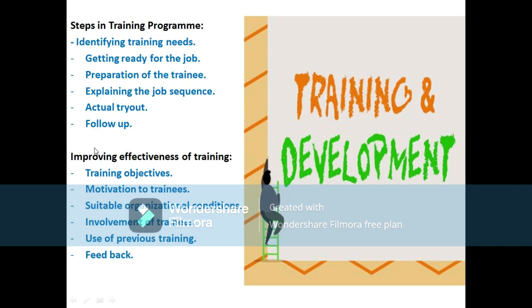Okay, now coming to improving the effectiveness of training. So how can we improve the effectiveness of the training? First one is training objectives. There should be specific training objectives. Why? Because they will help in deciding the type of training required. We have different types of methods in training, so which method we adopt depends upon the objective of the training.